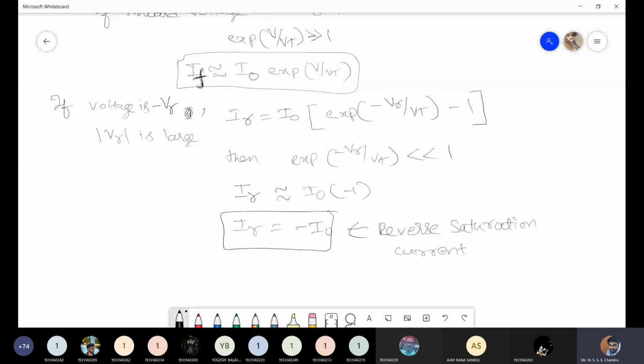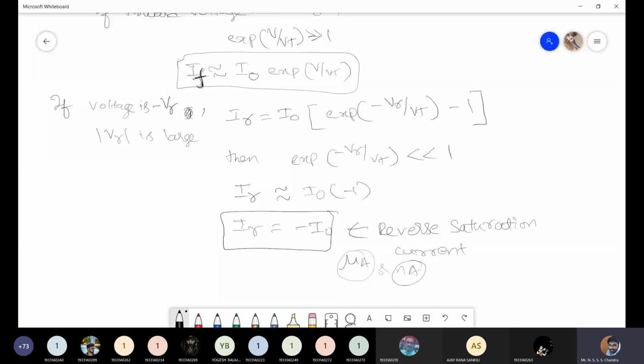So forward current is usually an exponential curve, whereas your reverse current will be nearly a constant current. That too, this IR will be a very small value. It will be in microamperes or nanoamperes. For germanium, the reverse saturation current will be in microamperes. For a silicon wafer, it will be in nanoamperes.